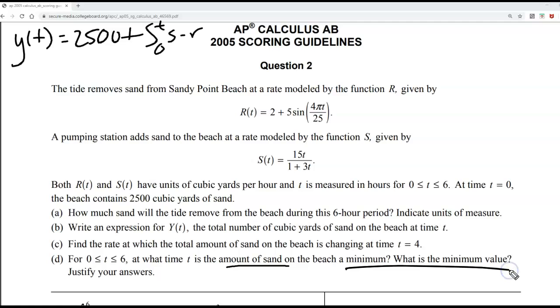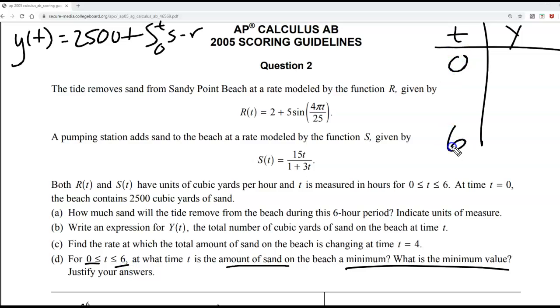Well, let's switch gears now. We've been talking for quite a while about reviewing old stuff that we haven't seen in a while. Well, let's think back to our AP review sessions. How do you find a minimum? Well, you do the candidates test, right? So we need time and we need a total amount. Why? Okay, we're starting at 0 and ending at 6, so you do your beginning amount, your ending amount. You also need to find places where the critical values are.